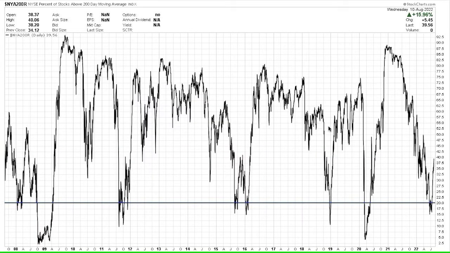Here we have the New York Stock Exchange, same concept. You can see how deep the reading got back here in '09. This was back during the pandemic. We came down and now we're bouncing up. So looking somewhat better.